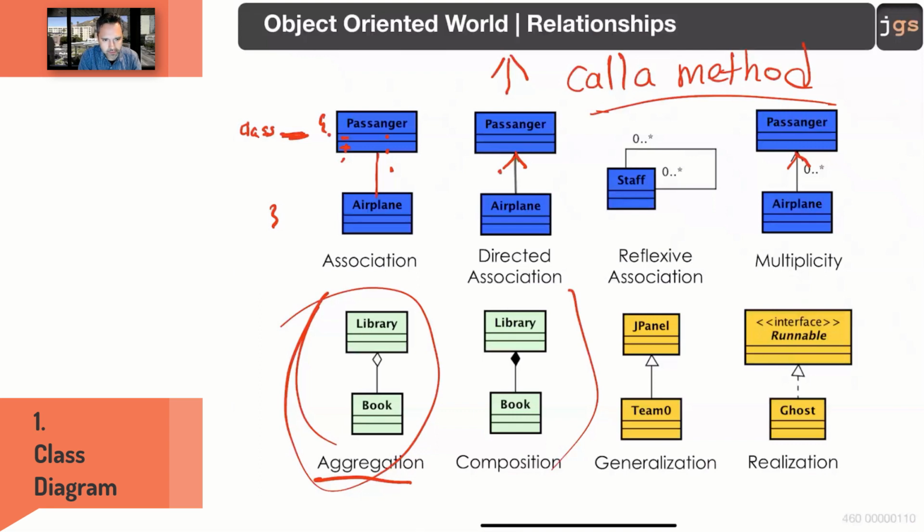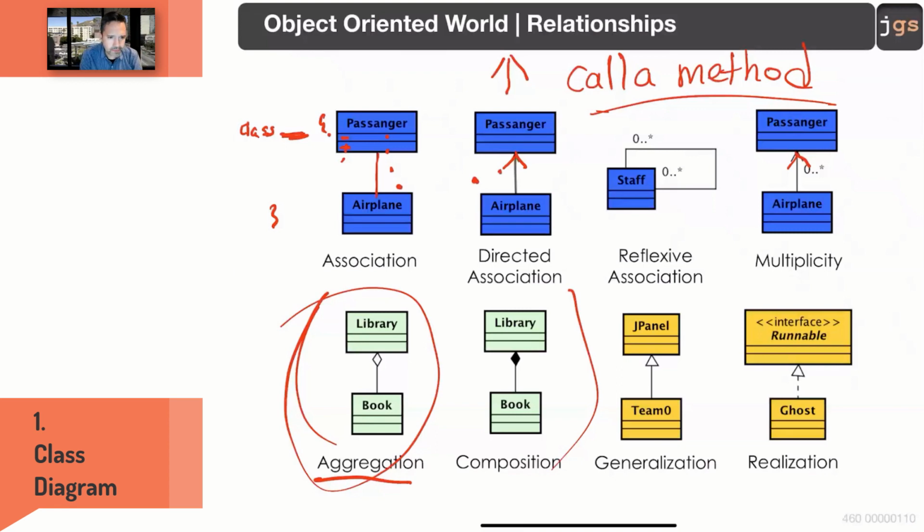Call a method. When you connect two classes with this or this, what you are telling me is one of the classes is going to call a method in the other class. That is association, calling a method. If you connect airplane and passenger like that, what you are telling me is one of the methods in the class airplane is going to call one of the methods in the class passenger. What is going to be the result? What is going to be the method? Which method? I do not know, but that is what you are telling me is going to happen there. Calling a method.